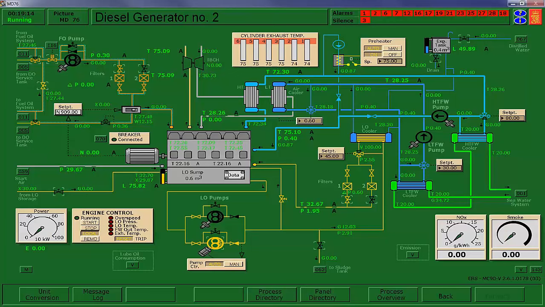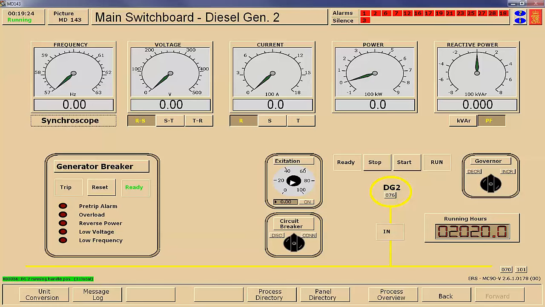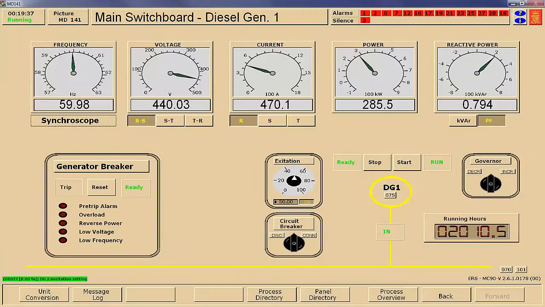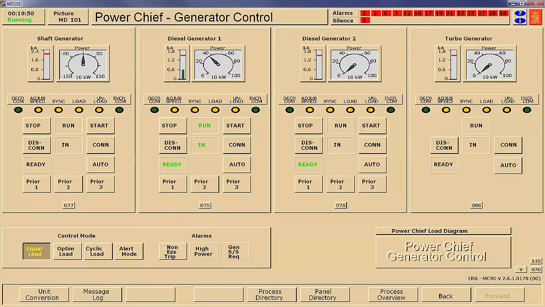On generator 2, we also have to put it in remote, but we also have to set up its voltage regulator. So go to diesel generator number 2, put your automatic voltage regulator on, and adjust it to about 50%. I'm adjusting it the same as number 1, hoping that when it starts, its voltage output will be good. All right. Now, if we go back up to generator control, I have a ready light on both.